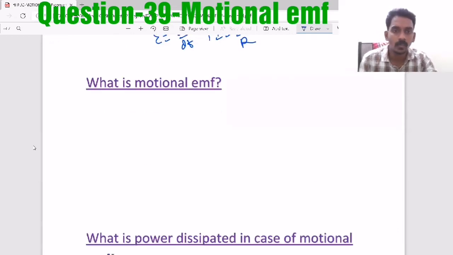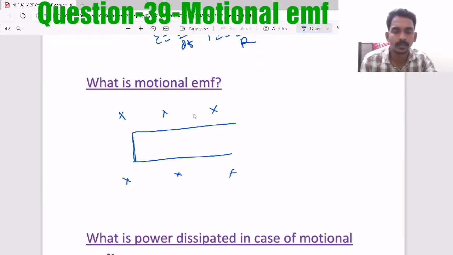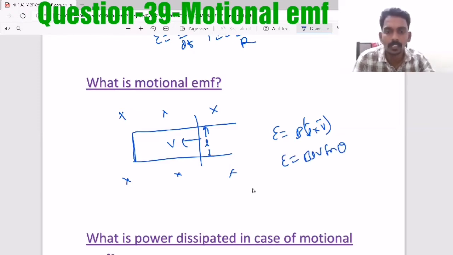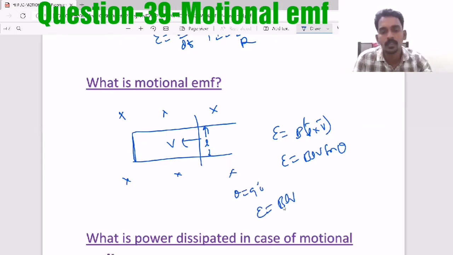Now similarly, what is motional EMF? In the presence of an external magnetic field, suppose this is a frame and a wire of length L is moving with a velocity V perpendicular to its length and perpendicular to the magnetic field. Then the EMF induced across its length is B, L vector cross V vector, which is BLV sin theta. Here theta is 90 degrees, so epsilon equals BLV. This is what the motional EMF is.